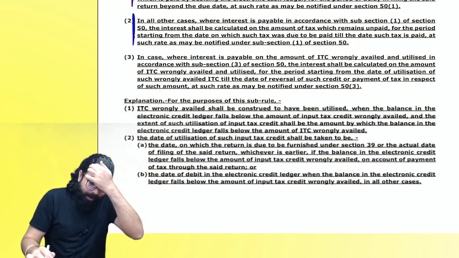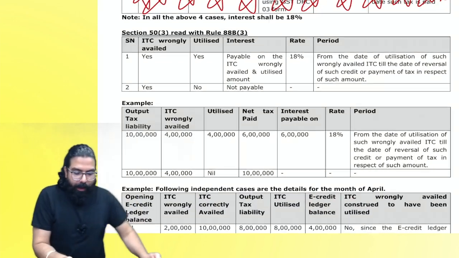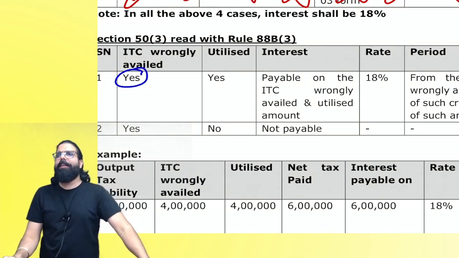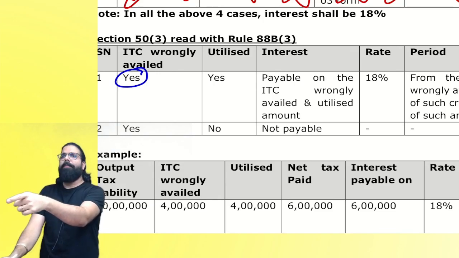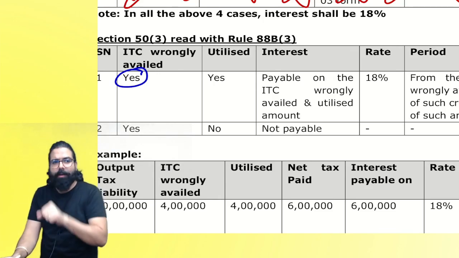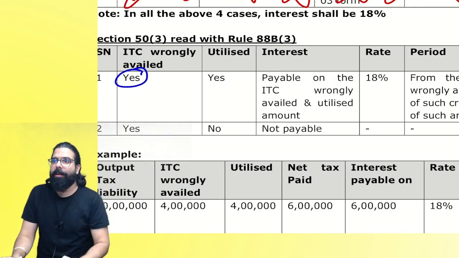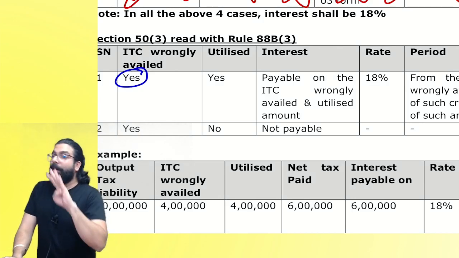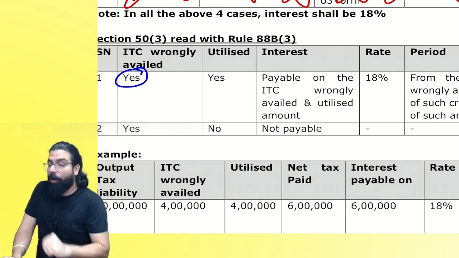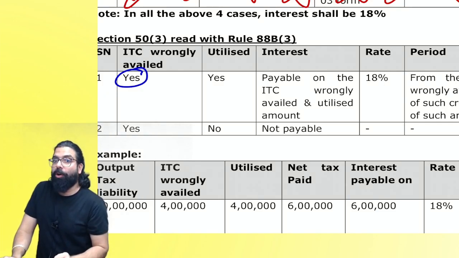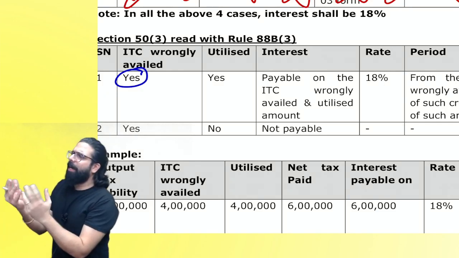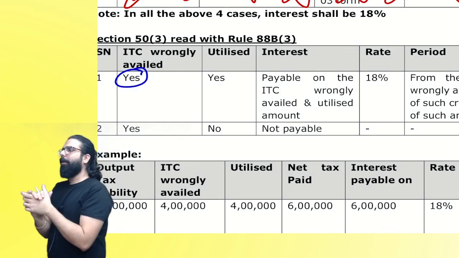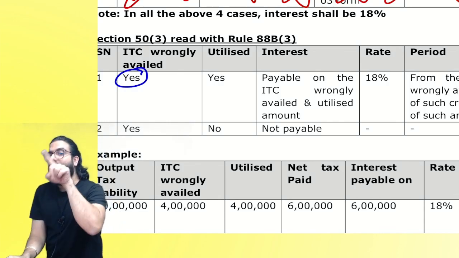Now, can I show you one example? See, ITC wrongly availed. What do you mean by ITC wrongly availed? Do you remember the conditions for availing ITC? Invoice should be there. Goods should be received. Amount should be appearing in GSTR-2B. Tax should be paid to the government. Yes or no? Return should be filed. Now, if you violated any condition and you took the credit, then that is ITC wrongly availed.